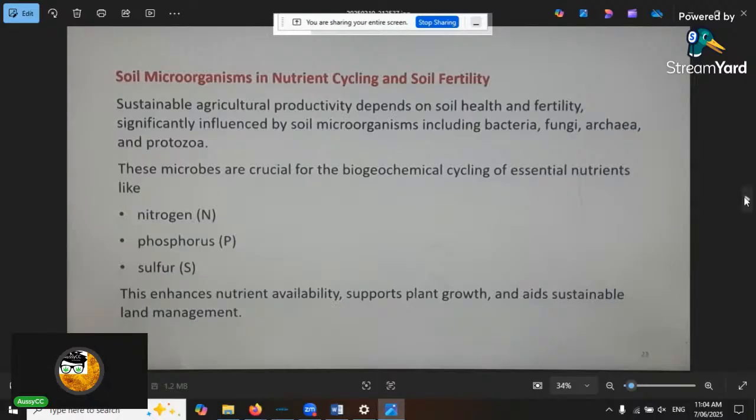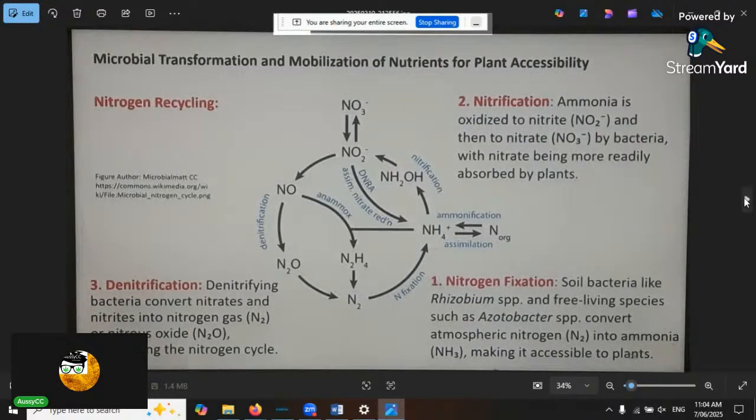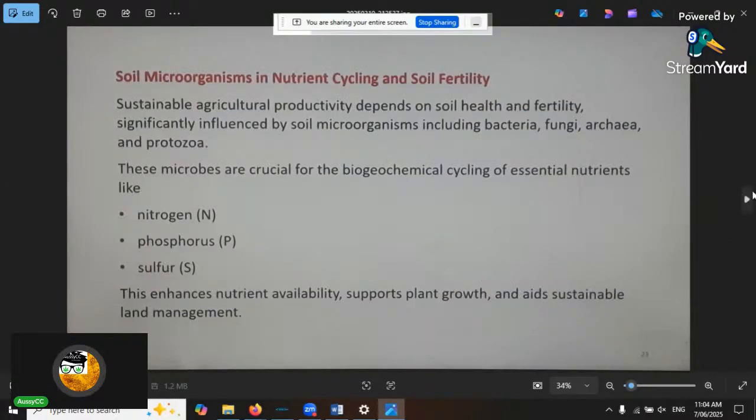Soil microbes in nutrient cycling and soil fertility. Sustainable agriculture productivity depends on soil health and fertility, significantly influenced by soil microbes. The microbes are crucial for the cycling of essential nutrients. And there are three cycles they go through: nitrogen cycle, phosphorus and sulfur.